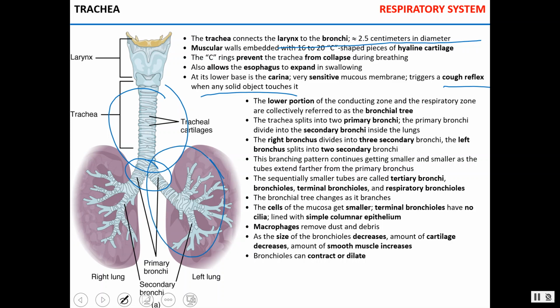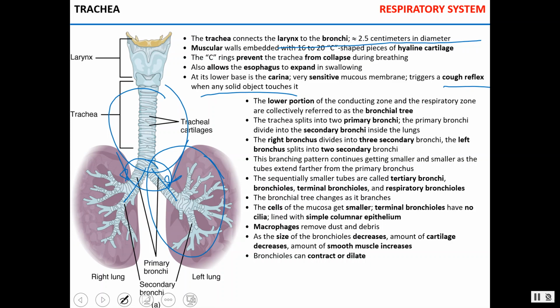So the lower portion of the conducting zone and the respiratory zone are often called a bronchial tree. The trachea splits first into two primary bronchi here, right and left. Primary bronchi divide into the secondary bronchi. So the right bronchus divides into three secondary or lobar bronchi, and the left bronchus splits into two secondary or lobar bronchi that supply different lobes of the lung. Then tertiary bronchi, quaternary bronchi, then smaller bronchioles, and finally terminal bronchioles and respiratory bronchioles. Basically, bronchi keep on branching.